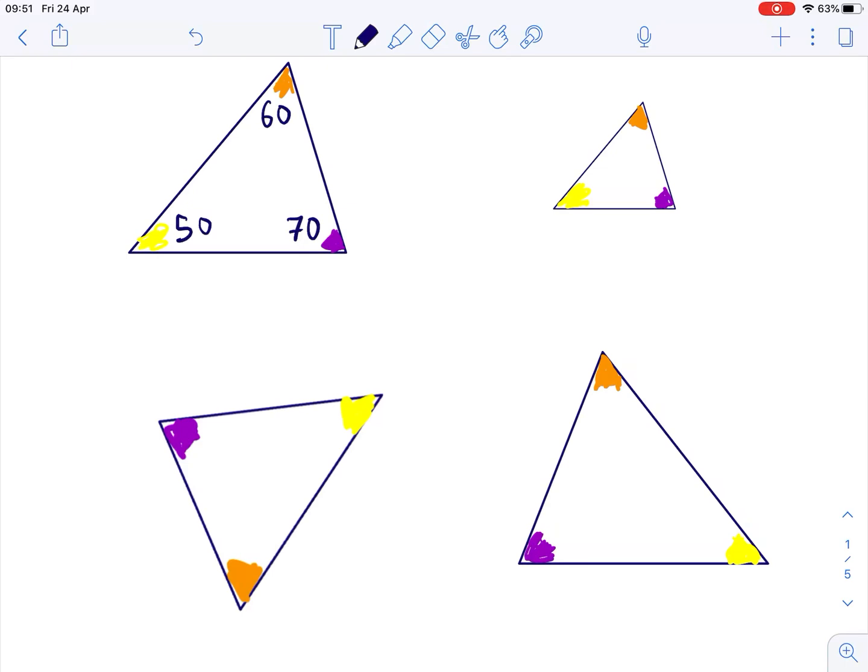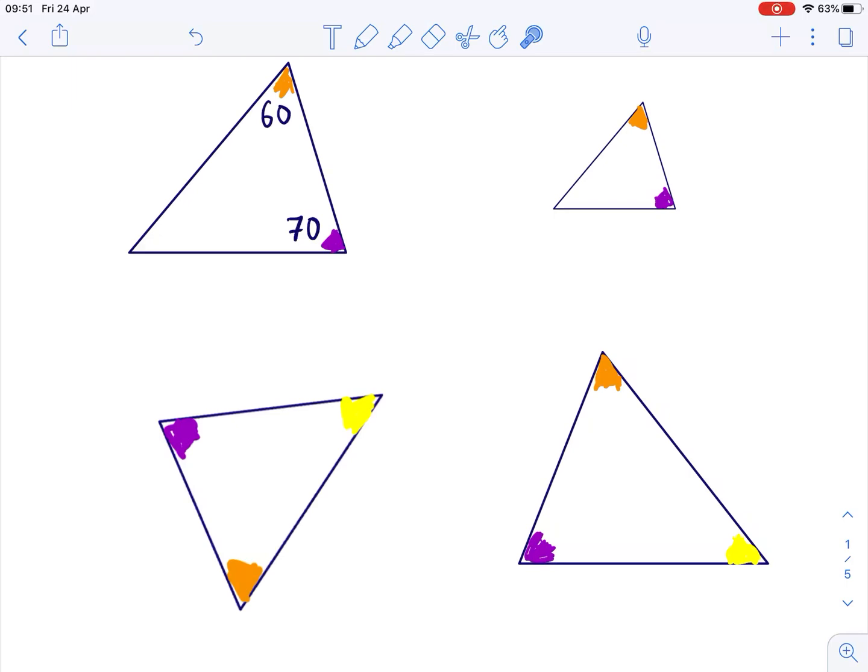Okay, you can probably tell that actually you don't need all three of these angles to show two things are similar. If we've got 60 and 70 degrees here, then this missing angle has to be 50 degrees. So any two triangles we can say are similar if they just share two of the same angles. Okay, because no matter what, this final angle has to be the same.